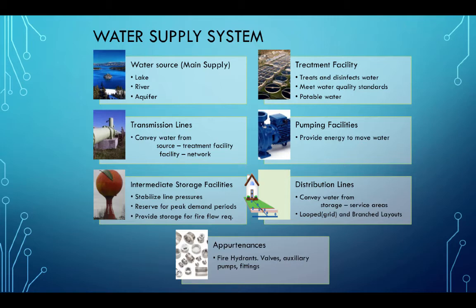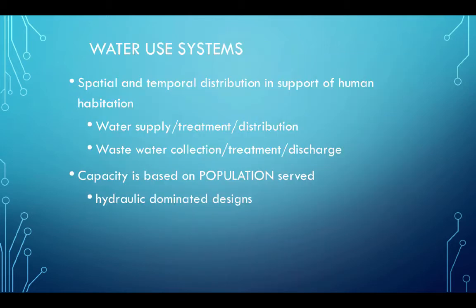Then the distribution lines themselves convey the water from the storage to the service areas. They're typically in either looped or grid or branch layouts or a combination of the two. And then the appurtenances are all the other little bits and pieces that make up the system: valves, auxiliary pumps, fittings, fire hydrants, meters, and so forth. A water distribution system is a water use system, so its capacity is based on the population served. And that's important because that's going to segue into how we determine the demand or the capacity that the system needs to have.